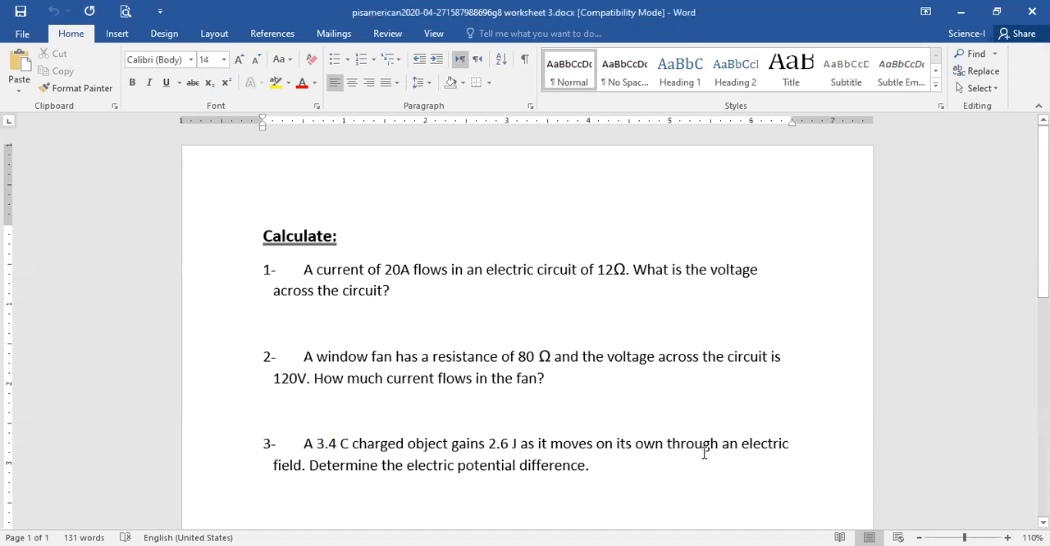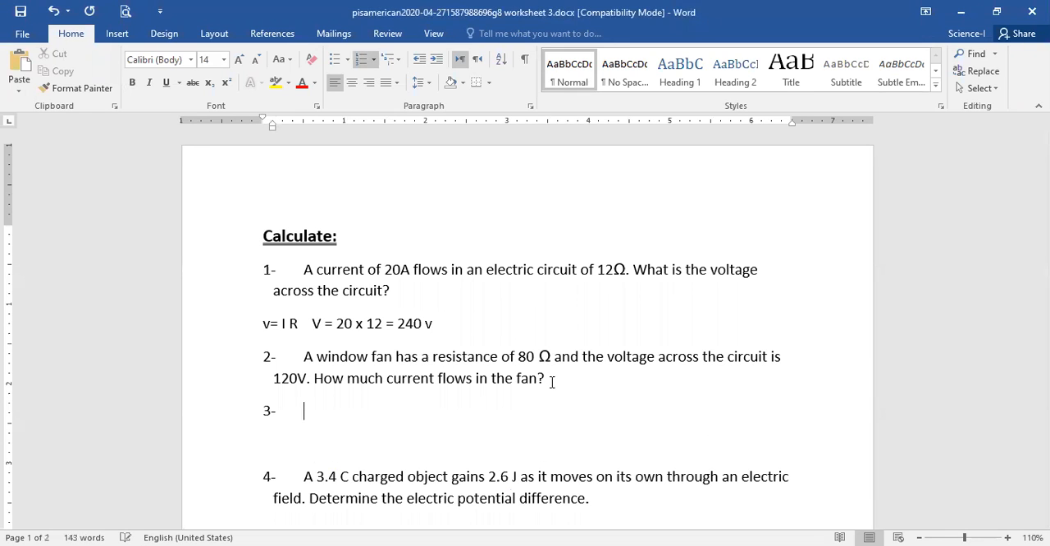So in that one, we said that V equals I R. So like this, V equals, the current is 20 multiplied by 12. So it equals 200 volts. Okay.